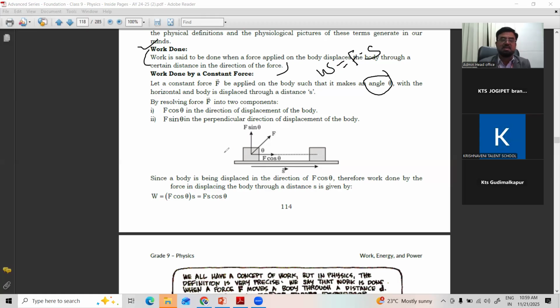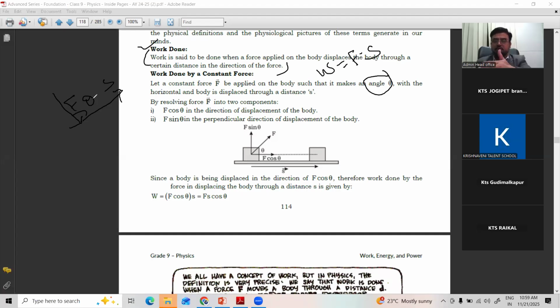But when there is an angle, for example, you are applying force in some direction like this, and the body displaces in this direction. Suppose this is the displacement; this is called the angle. So when it is possible, for example, when you go to the gardens, there is a long roller.